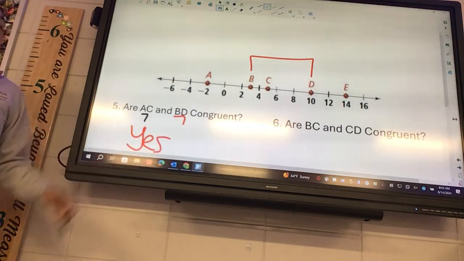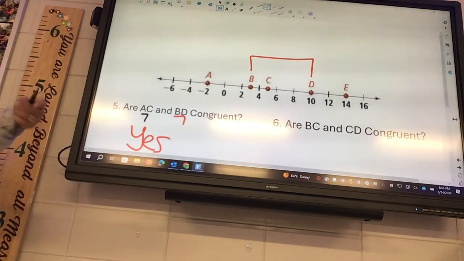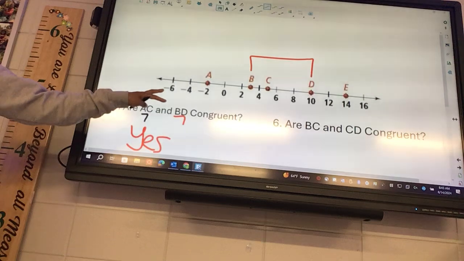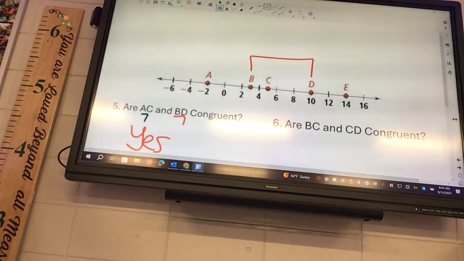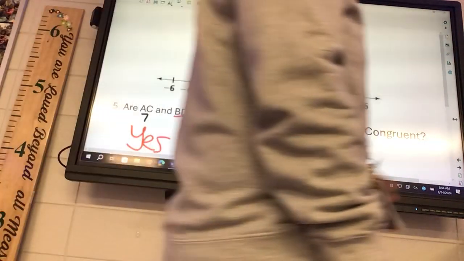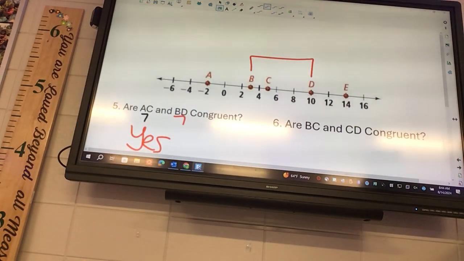Okay, people get confused on these because they'll write 7 and 7, but the 7 and 7 is not our answer. They ask us, is it congruent? So it's a yes or no question. Okay, yes, they are congruent. People do all the work and then they forget to put yes or no. So make sure you're answering with yes or no.